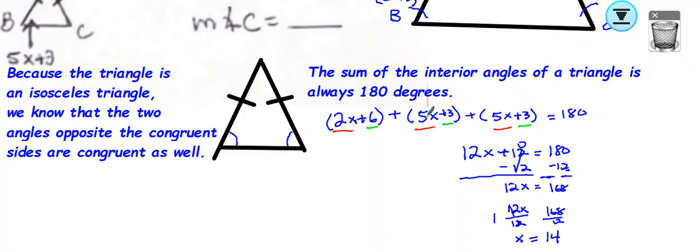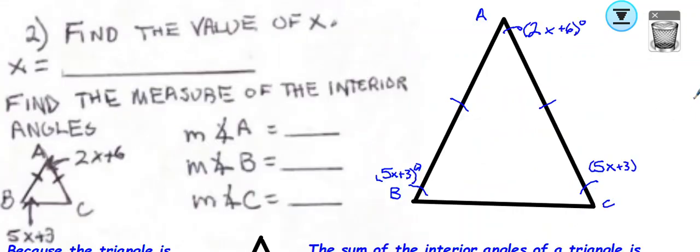Now, they ask us to find, I believe looking at the beginning of the problem, the measure of each of the interior angles. So we know x is 14. So that's what we're going to do. We're going to take 14 and substitute that back in for x. So I go 2 times 14 plus 6. Well, 2 times 14 is 28 plus 6. And 28 plus 6 is 34.